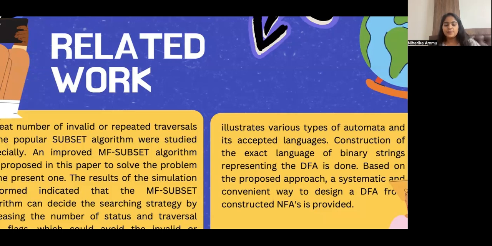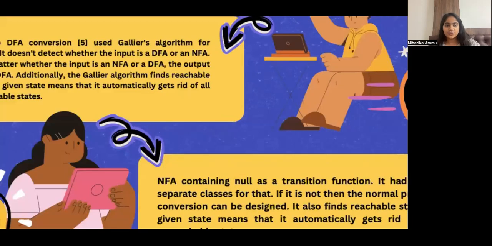and also improve the conversion effectively and efficiently. Illustrate various types of automata and their accepted languages. Construction of the exact language of binary strings representing the DNA DFA is done. Based on the proposed approach, a systematic and convenient way to design a DFA from a constructed NFA is provided. These are some related works to the research paper.